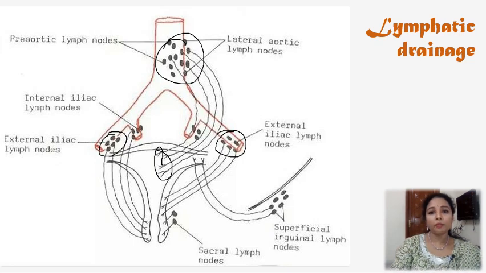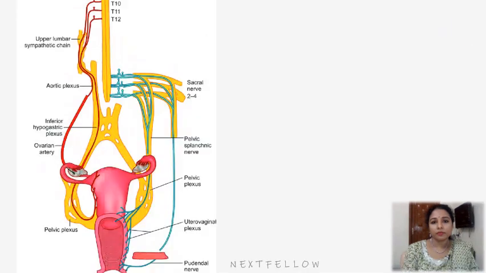The middle part of the body drains into the internal iliac lymph nodes, which lie along the internal iliac artery. From the cervix on each side, the vessels drain in three directions: laterally to the external iliac and obturator nodes, posterolaterally to the internal iliac nodes, which are the major drainage, and posteriorly to the sacral nodes. So that is about the lymphatic drainage of the uterus.